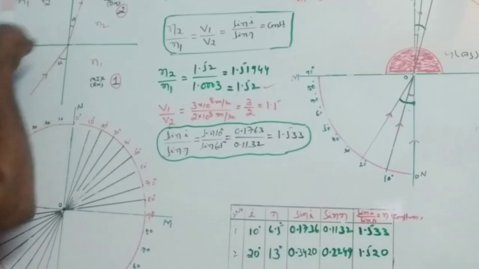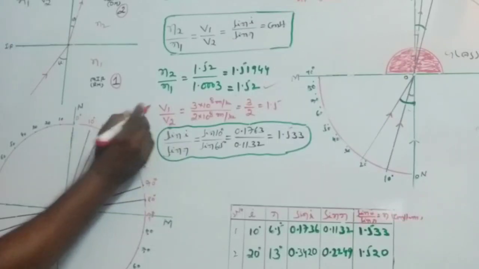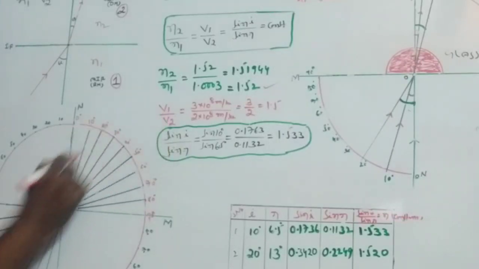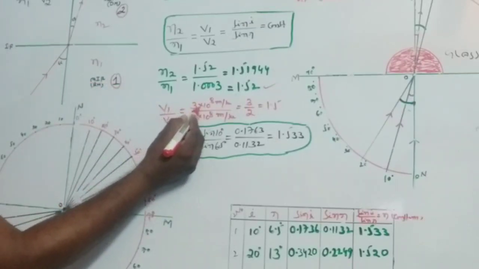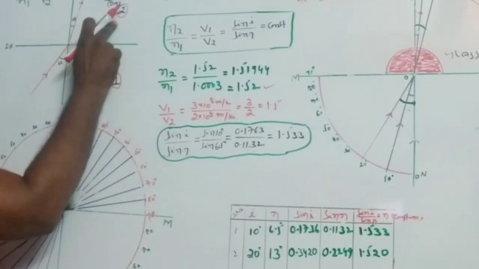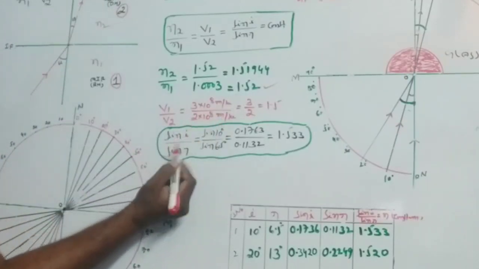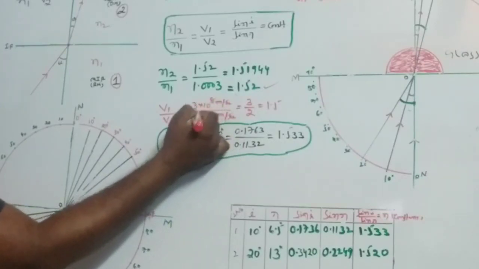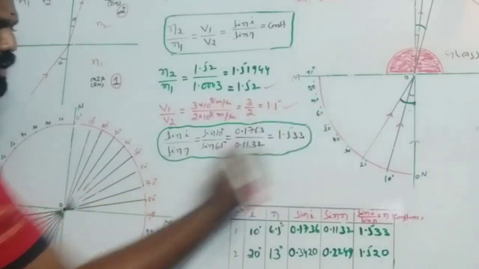You know the formula, N2 by N1 equals V1 by V2. Now we can compare the speeds in those two mediums. V1 by V2 is the speed of light in medium 1 by the speed of light in medium 2. Medium 1 is air, and the speed of light in air is 3 into 10 power 8 meters per second. Medium 2 is glass, and the speed of light in glass is 2 into 10 power 8 meters per second. The 10 power 8 cancels. Now 3 by 2 means 1.5.